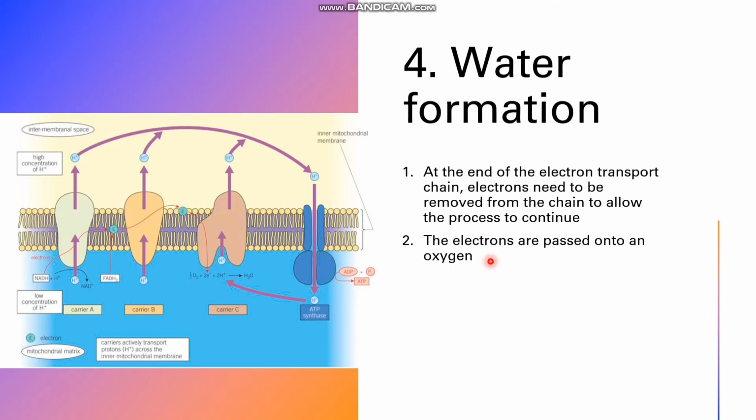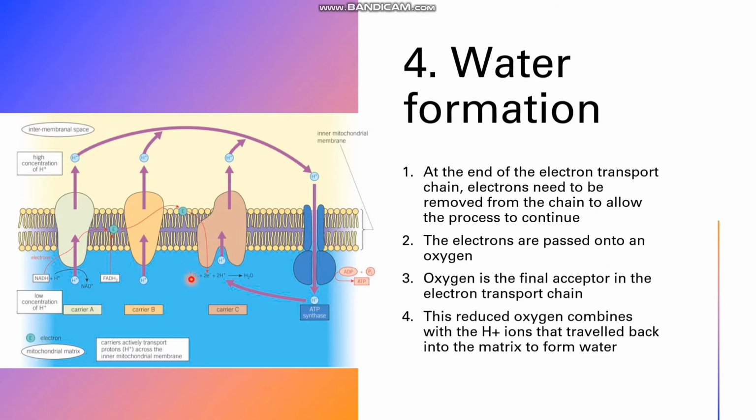So this is done by passing the electrons on to oxygen molecules. So these oxygen molecules are the final acceptors in the electron transport chain. So the electrons in the electron transport chain are added to an oxygen molecule. And this reduces the oxygen because it has gained electrons, and this reduced oxygen combines with H+ ions that have travelled back down into the matrix. So they've diffused back into the matrix, and these H+ ions can now combine with our now reduced oxygen to form water.